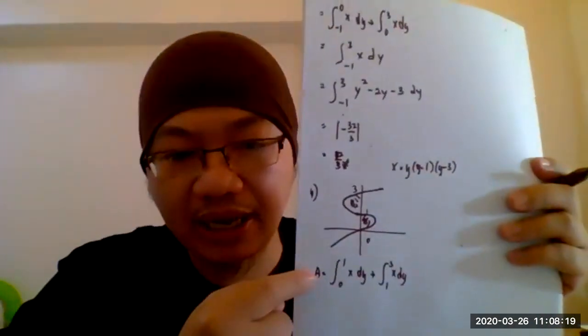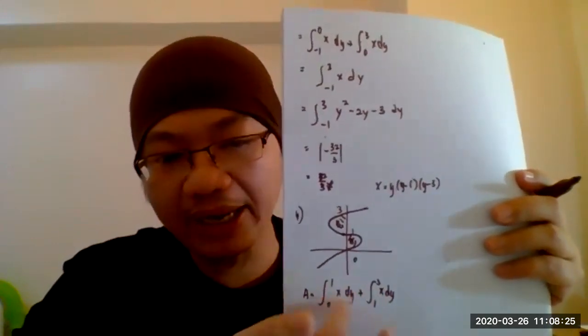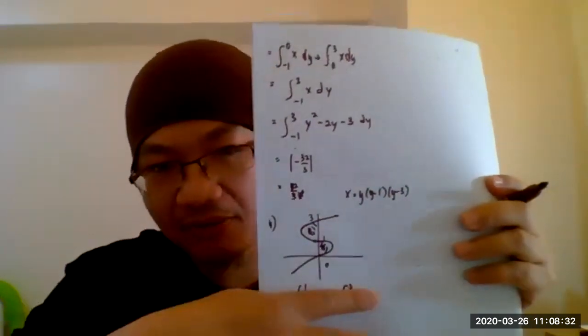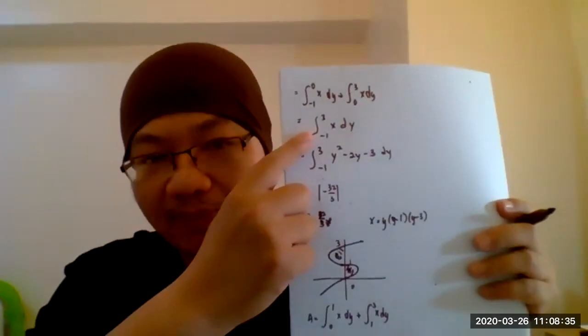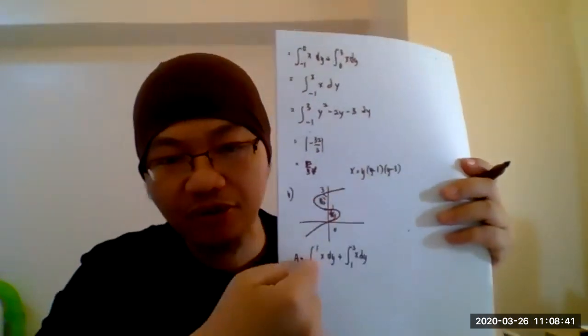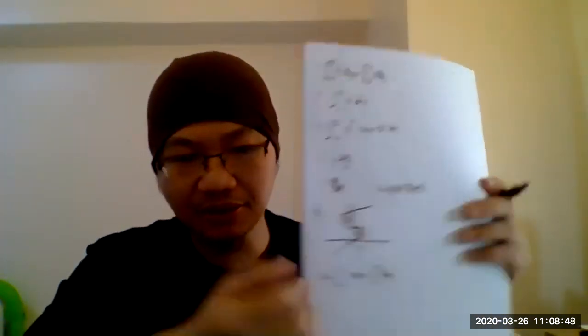Okay, so as usual, area: 0 to 1, and then plus 1 to 3. So area equals the integral from 0 to 1 of x dy plus the integral from 1 to 3 of x dy again. Why do I split? Because of two different signs. If they have similar signs, we don't need to do this. We can simplify by using the second step. So now substitute x here. But before you substitute, please expand first. Then you cut and paste, put it here.